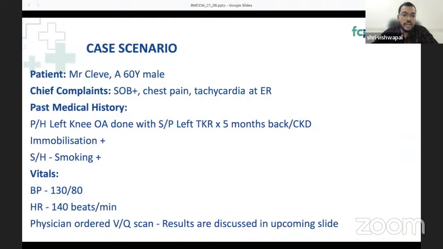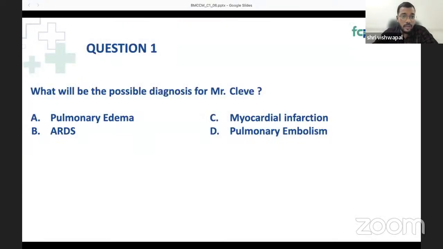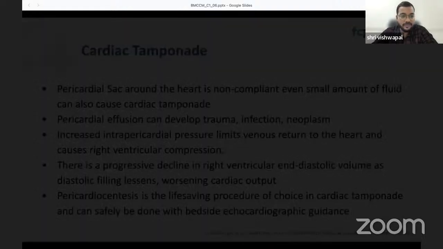So what do you guess? What would be the diagnosis for this patient? Whether it is pulmonary edema, myocardial infarction, ARDS, or pulmonary embolism. So just keep your answers with you. We'll discuss the diagnosis at a later stage. Okay, fine.